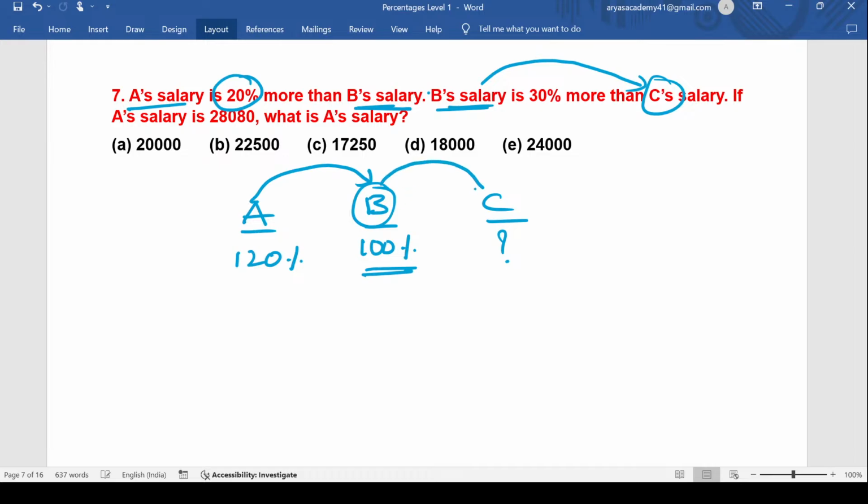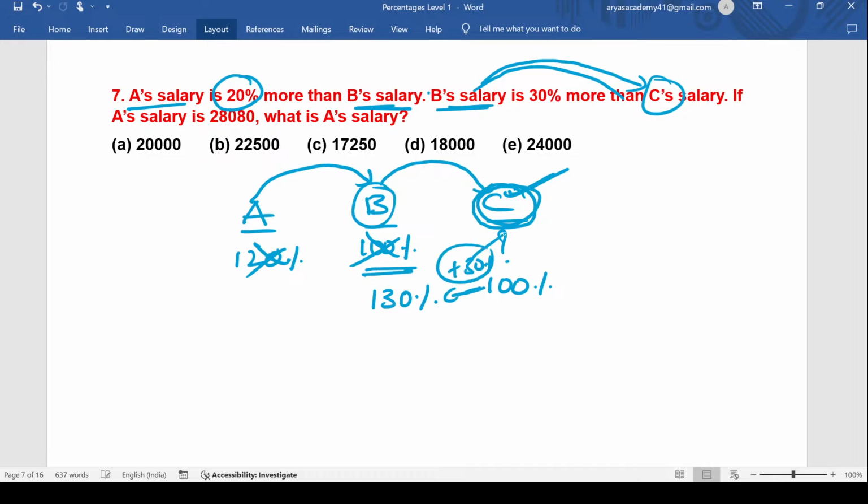B is being compared to whom? C. It implies that we can know the value of B only if we know the value of C. So if C is known, then only you can find out B, and if B is known, then only you can find out A. So here the precursor point is C. Initially you have to know C, then only you can proceed. So C being the initial reference point, you can consider C to be 100. It has been clearly mentioned that B's value is 30% more than C, so I can assume the value of B is 130, because I can directly add 30% to 100.